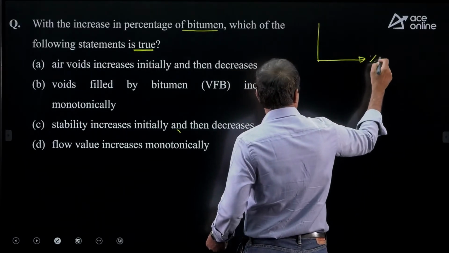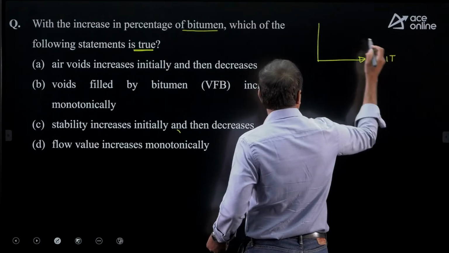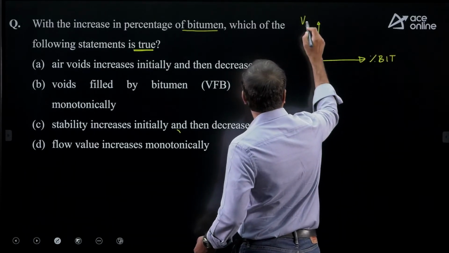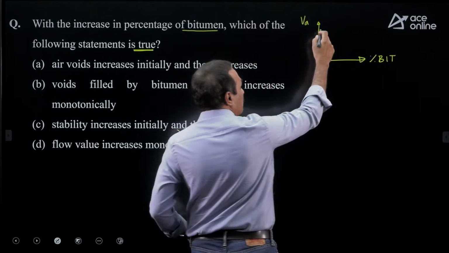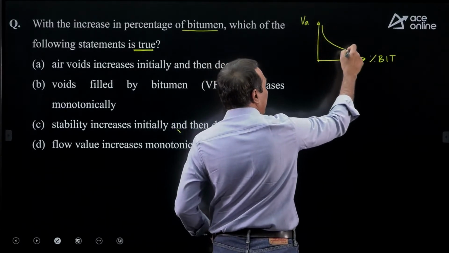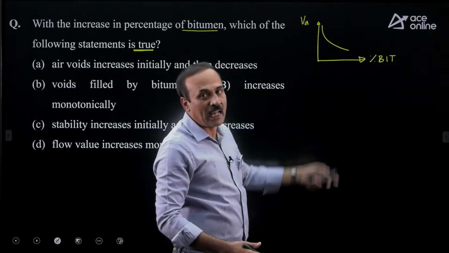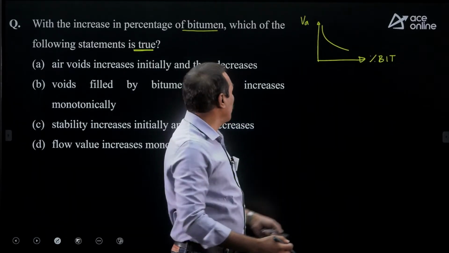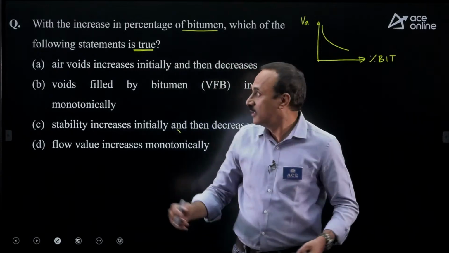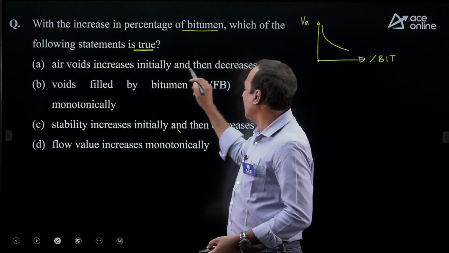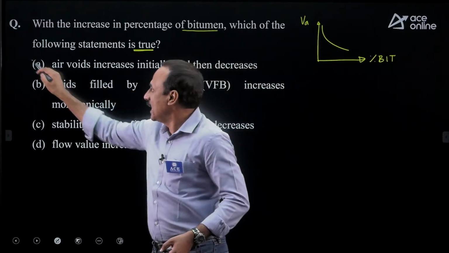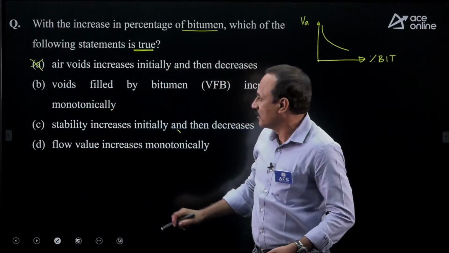Here, if I take percentage bitumen on the x-axis and air voids, as you increase bitumen, the bitumen is coming and occupying the voids. So air reduces, bitumen actually increases. So option A is wrong. Air voids increases initially and then decreases, actually speaking, it is continuously decreasing.